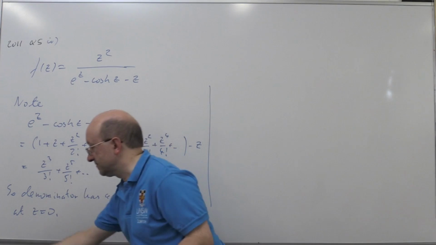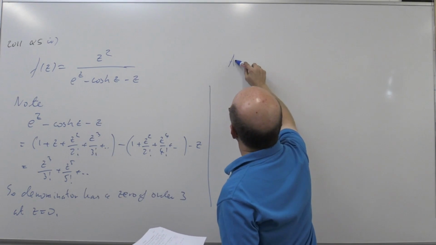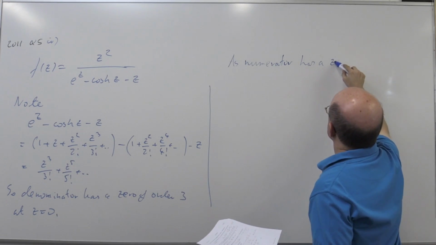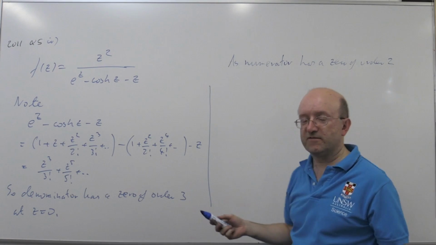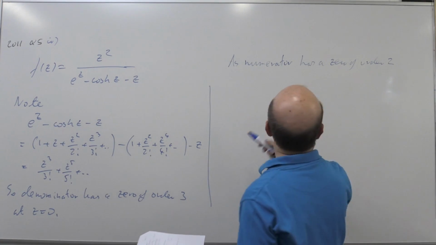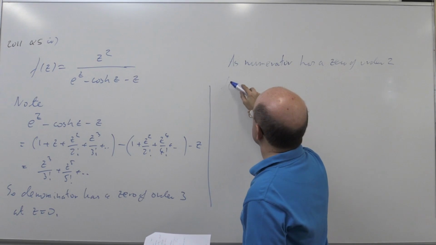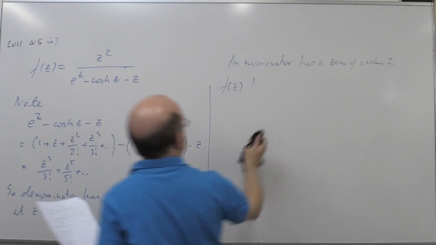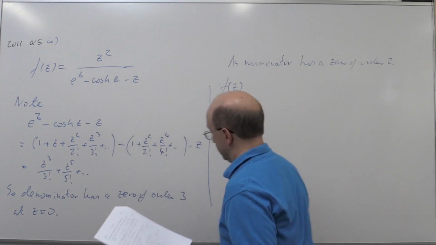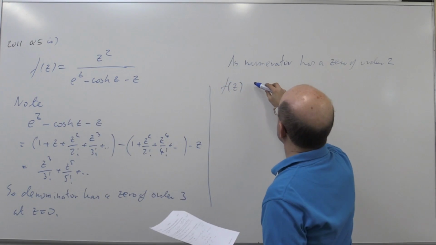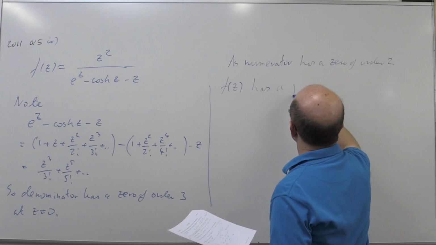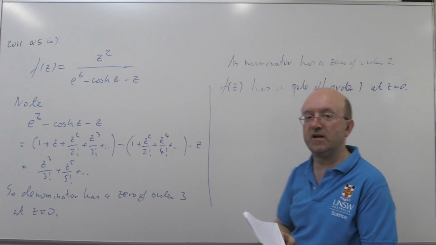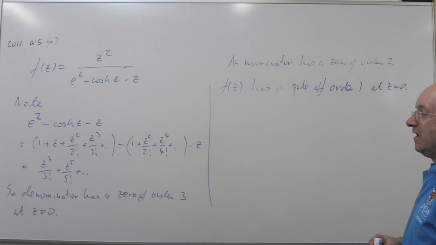So let's write that down as: numerator, that's a 0 of order 2. As far as an exam situation would go, I would take that as obvious. You didn't have to really prove here. 0 of order 2. f of z has a pole of order 1 at z equals 0, also known as a simple pole. All right.